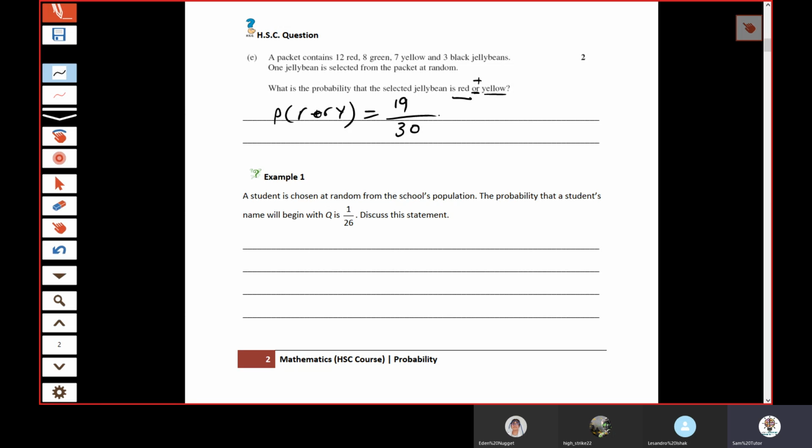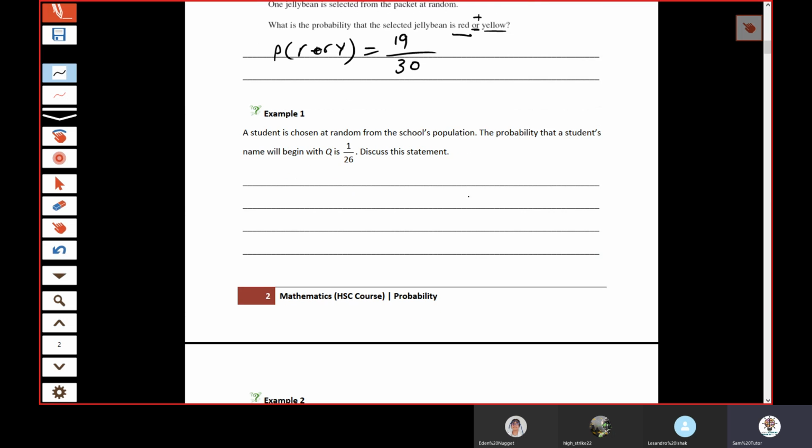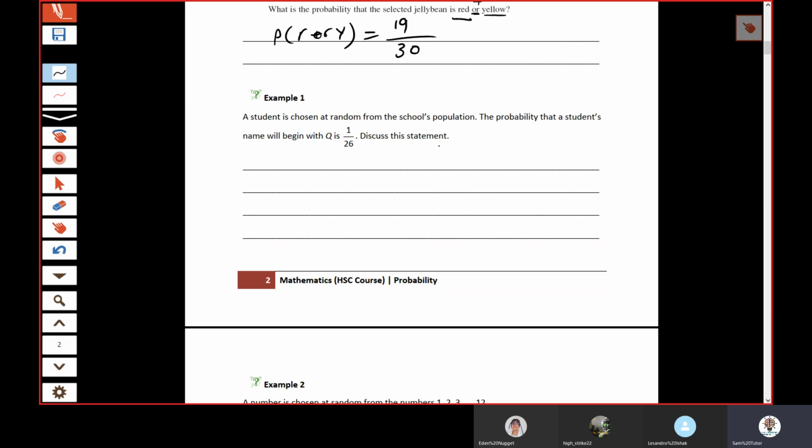All right, so you guys understand, as I said, probability topic 1 is going to be pretty easy, and that's the easiest 2 marks you're ever going to get. So a student is chosen at random from the school's population. The probability that a student's name will begin with Q is 1 out of 26. Discuss this statement. Is this correct? A student is chosen at random from the school's population. The probability that a student's name will begin with Q is 1 out of 26.